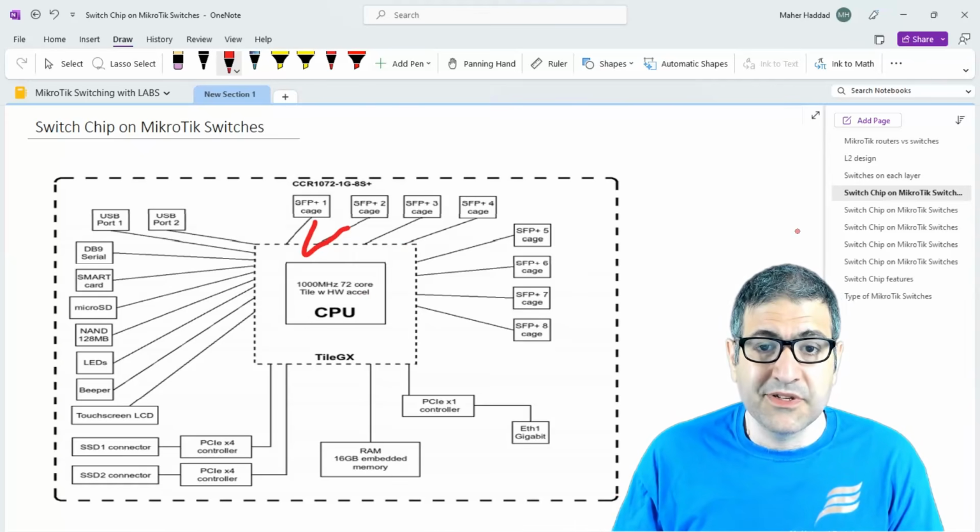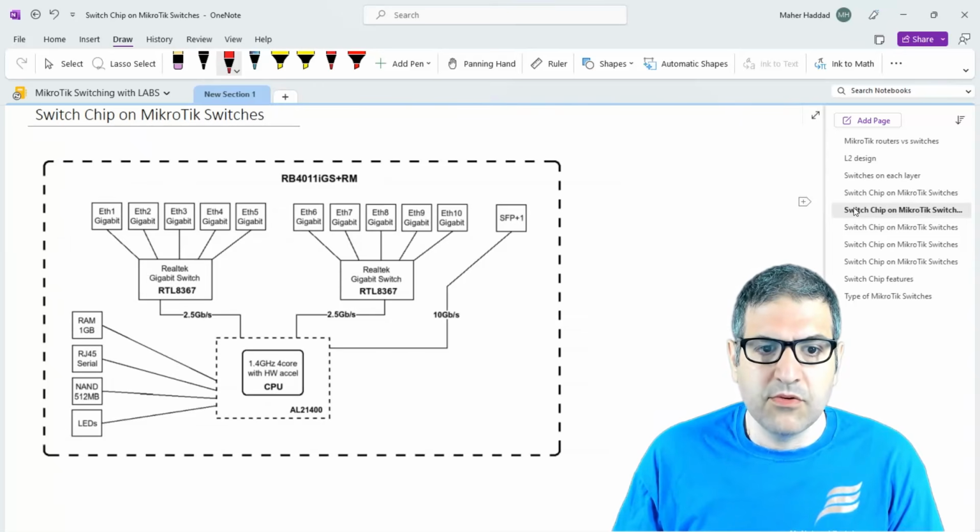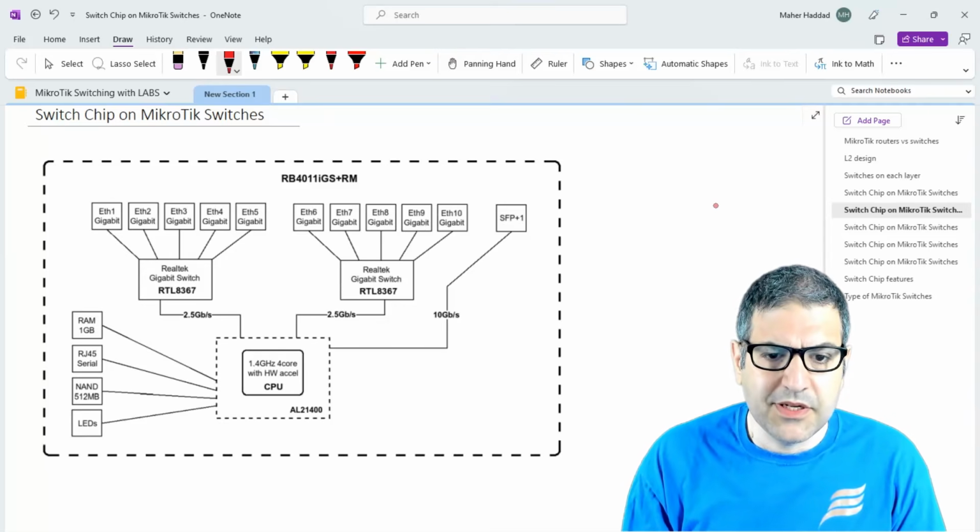So this is a representation on a MikroTik router to show you that not all MikroTik routers, some of them, I would say the biggest ones, do not have a switch chip. Now let's look at the other router which we have here, which is the RouterBOARD 4011. So this router, you can see we have a switch chip. You can see this is one switch chip here, and it is one switch chip here.